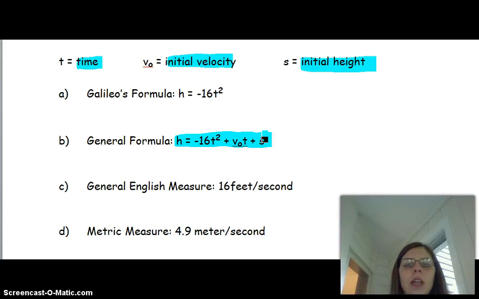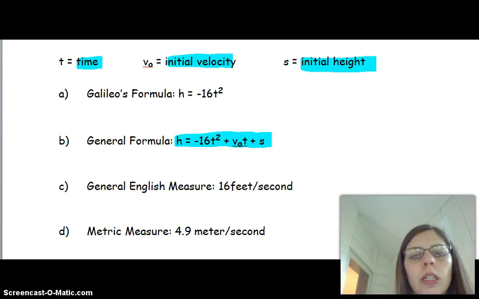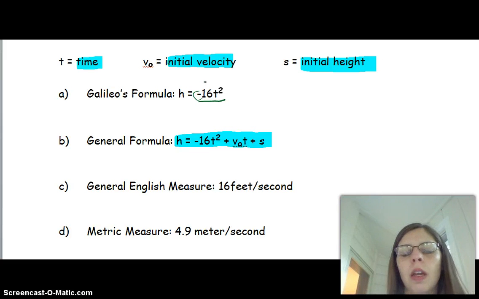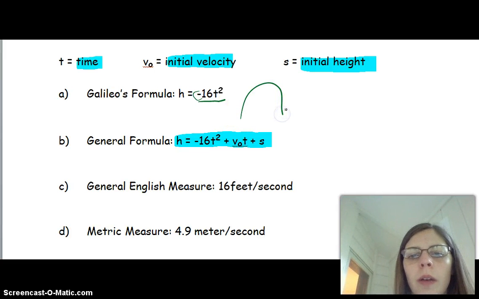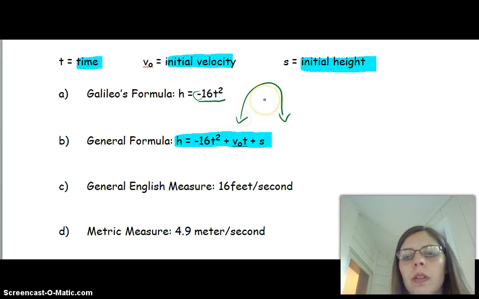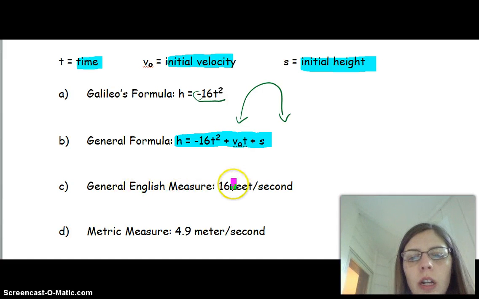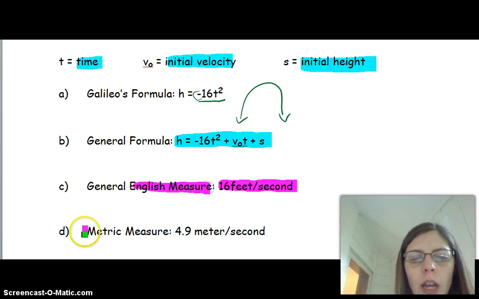Okay. In A, it talks about Galileo's formula, and we just talked about that in our notes in 9.2. The only difference here is we have a little negative sign, and that must mean that our graph would be going downwards. In general English measures, just some things for you to consider, we would say that you're falling at about 16 feet per second, and so that's the English measure. And the metric measure, you're falling at about 4.9 meters per second, and you might need that for some of your formulas.